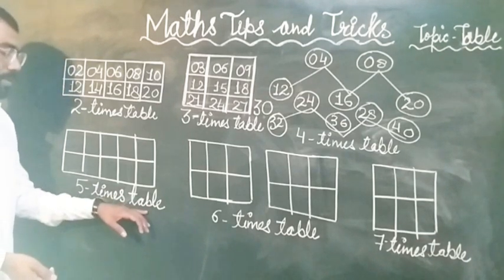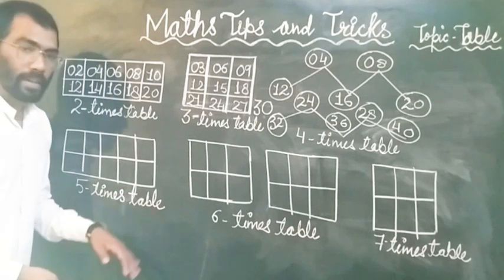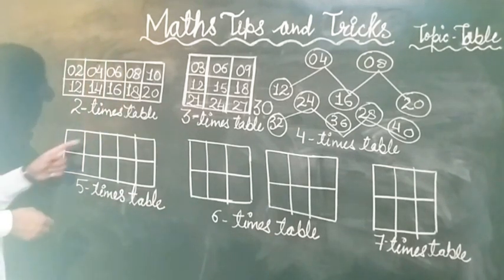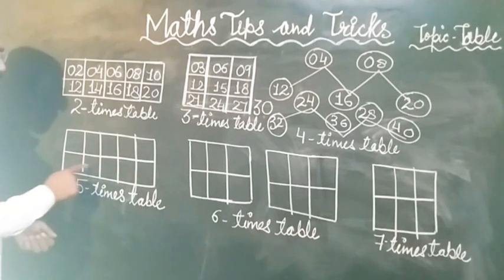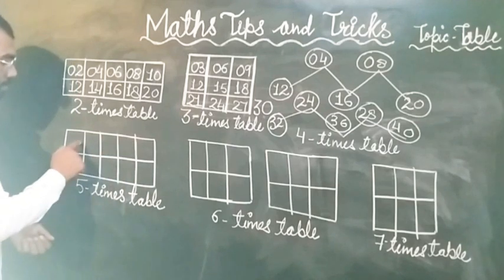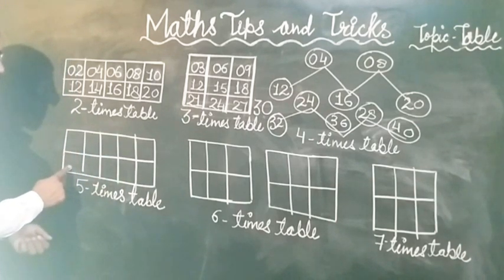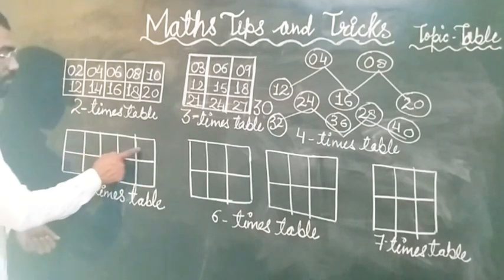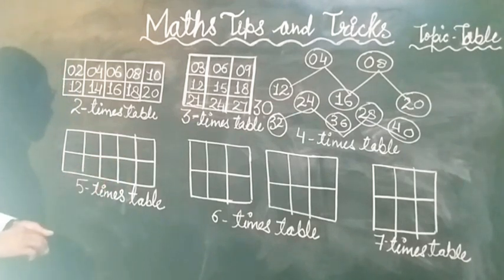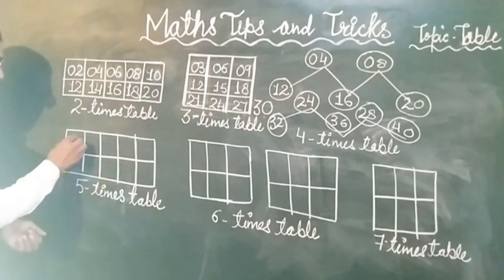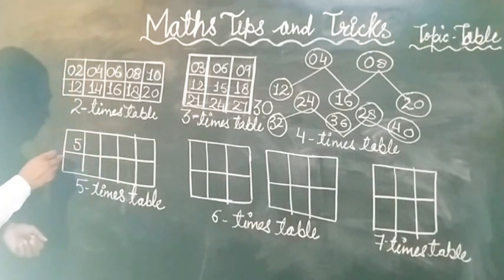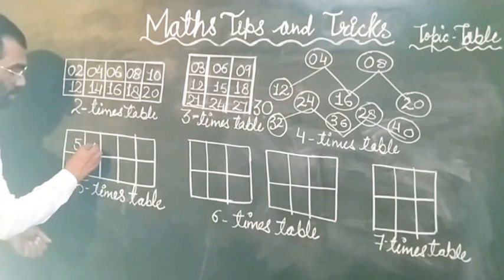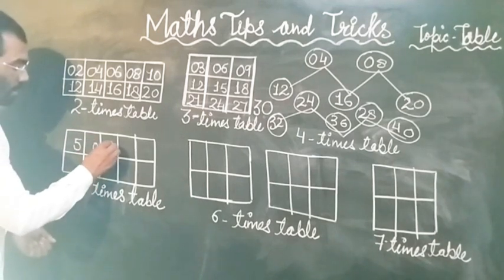The 5 times table, that means the table of 5. Okay, again see, this is a rectangle box. There are 2 rows and 5 columns. These are rows, 1 row, 2 rows. And how many columns are there? 1, 2, 3, 4, 5. There are 5 columns. You will write 5 in the first box of the first row, and then write 0 at the ones place.